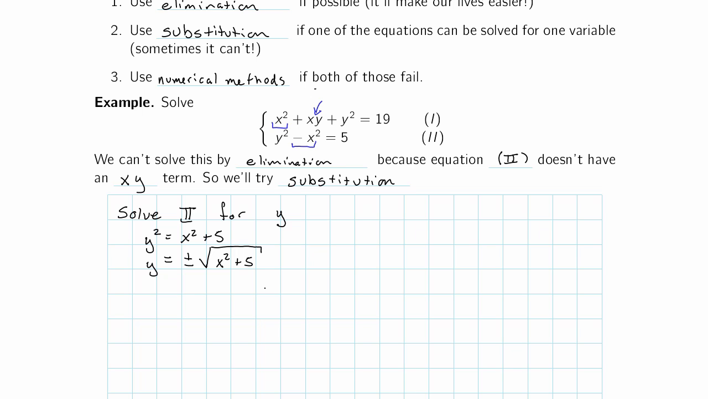But I'm going to just plug it in with the plus or minus, and we'll see what happens. We're going to plug equation 2 now into equation 1. So x squared, I'm going to leave alone. And then I have x times y, which is equal to this thing: plus or minus the square root of x squared plus 5.